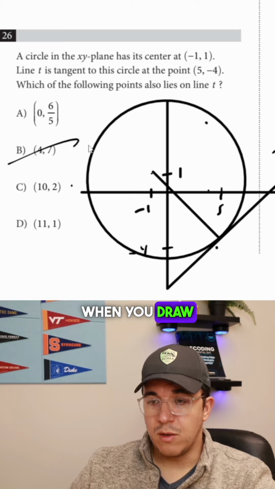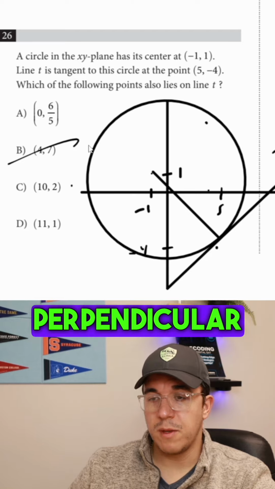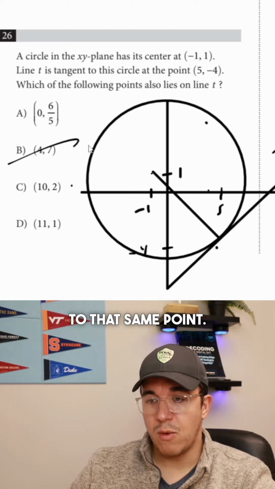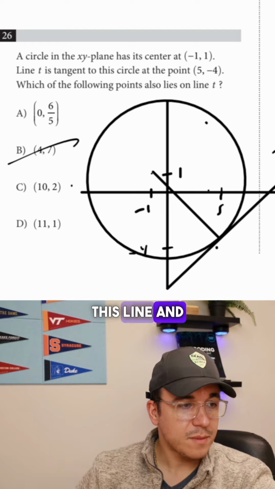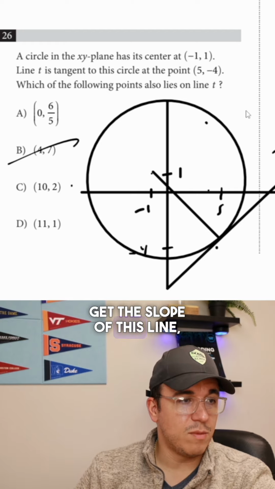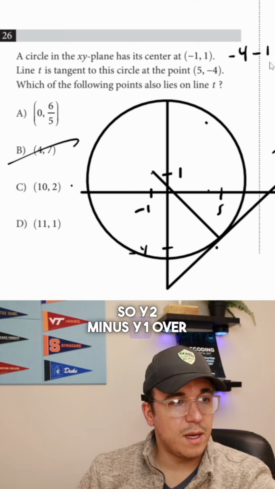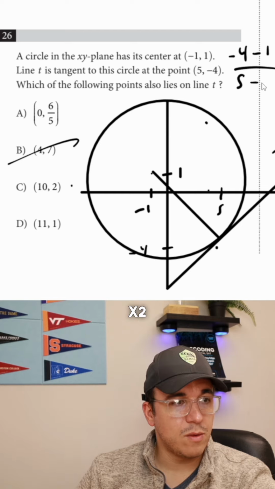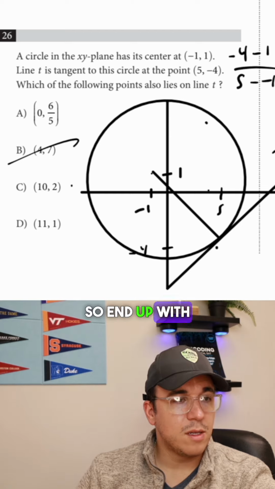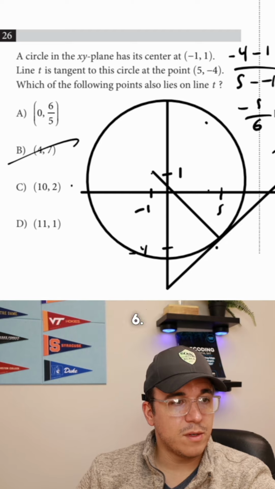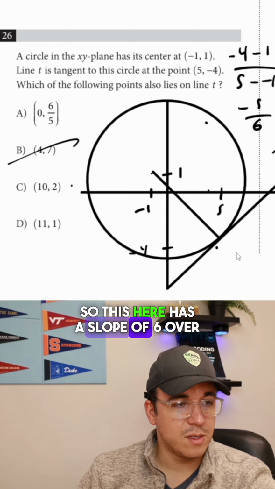Well, when you draw a line tangent to a circle, it's perpendicular to a radius drawn to that same point. So we could find the slope of this line, and then we could get the slope of this line, right? So let's do that slope: y2 minus y1 over x2 minus x1. So we end up with -5 over 6. So then the slope would be 6 over 5. Right, so this here has a slope of 6 over 5.